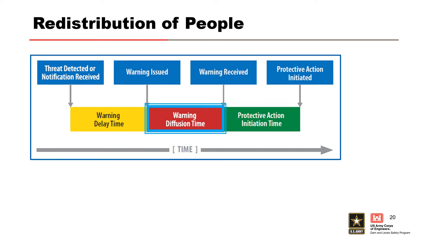Warning diffusion time is the number and mix of warning channels. So populations are diverse. You want to interact with them in diverse ways. Not everybody always picks up the phone. There's still some people that are listening to the radio, television, all of these different ways that you want to use them all.